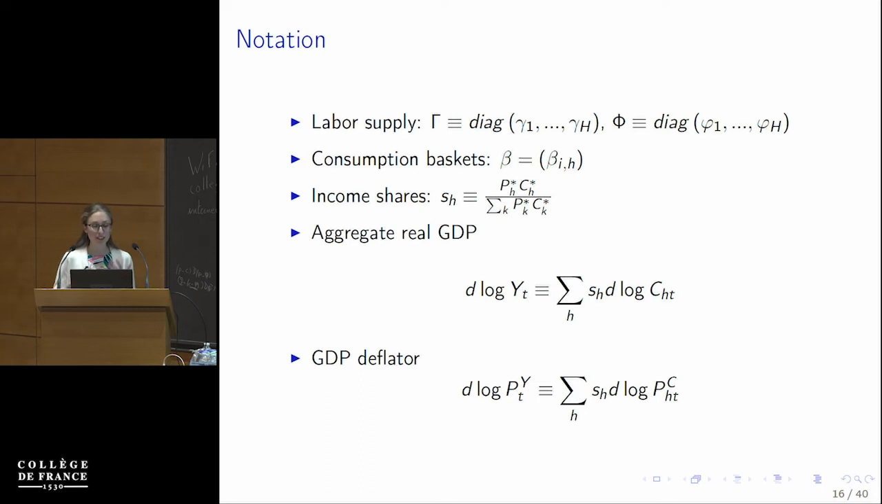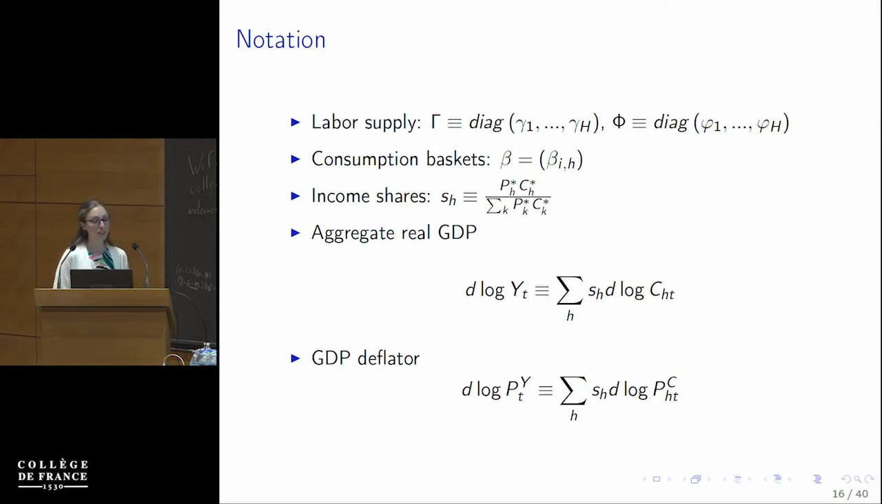All right, so here is just some notation, so you'll have to be a bit patient with me. That summarizes essentially the consumption side of the model. So big gamma and big phi collect all the agents' wealth effects and inverse Frisch elasticities. And then importantly, the beta is going to denote the agent's consumption baskets.